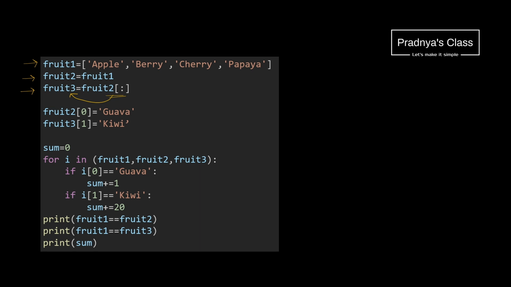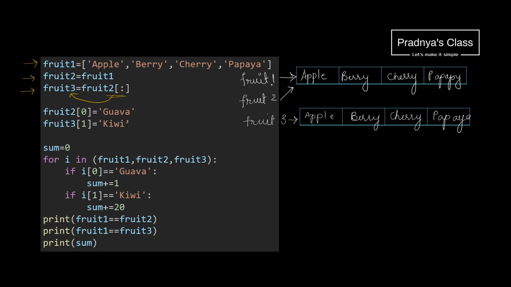These three lists will look like this. Fruit 1 and fruit 2 are pointing to the same memory location, that's why they are the same. If you change one, it will reflect in the other. But fruit 3 is a separate list. If you change something in fruit 3, it doesn't mean it will reflect in the other lists.